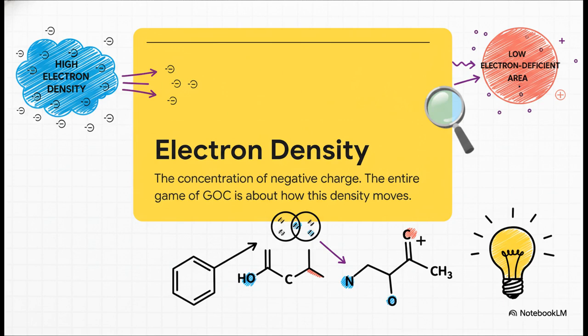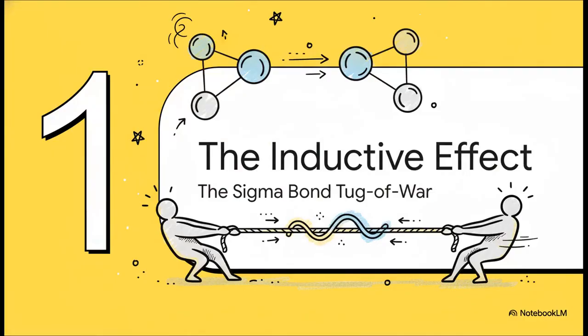That's it. It's simply about where the electrons are and where they want to go. Think about it. An area that's packed with electrons, that has high electron density, is naturally going to be drawn to an area that's missing electrons. Once you start seeing chemistry through that lens, it all starts to click. Okay, so how do we actually track where these electrons are going? Well, the first way is through something called the inductive effect.